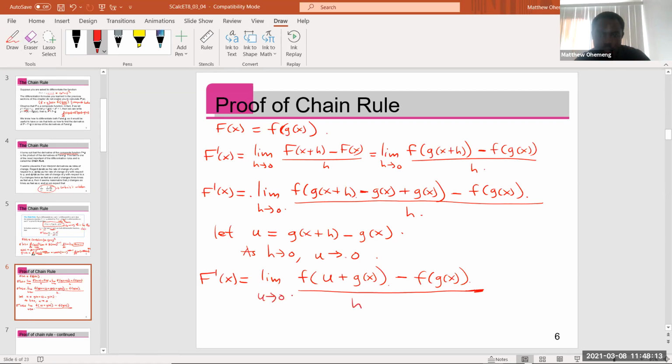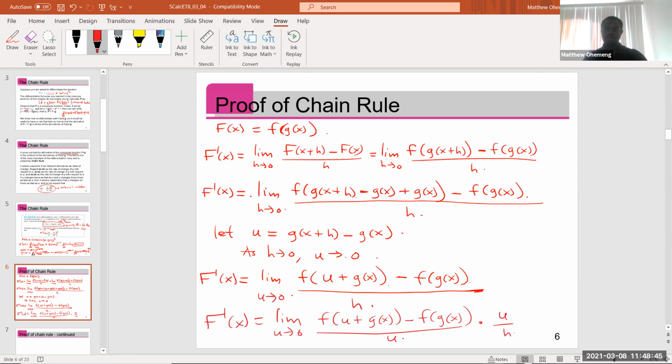So bring the h down. And then what do we have? So this u plus u. So I have to bring the u down here and then the u up there. So right here, u approaching 0, I can just bring the u here: limit as u approaches 0 of f of u plus g of x, minus f of g of x, all over u, times u over h, like so.